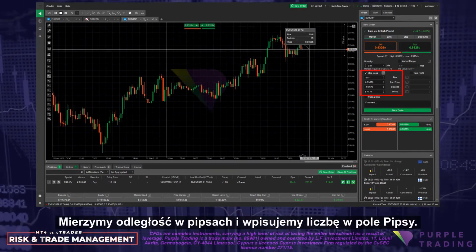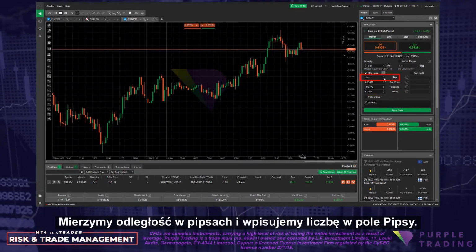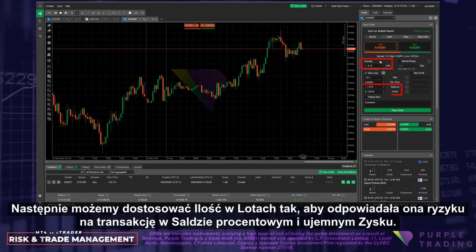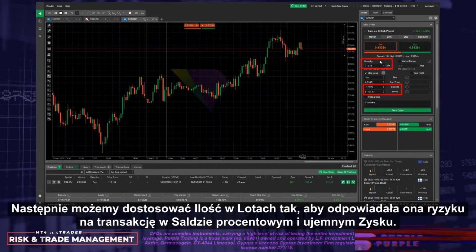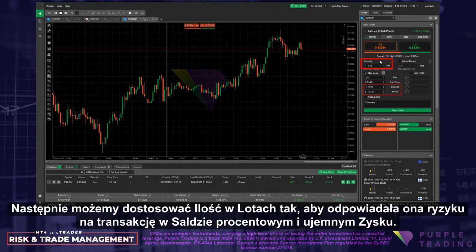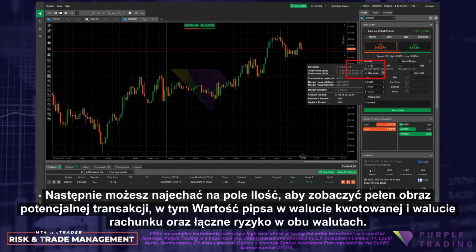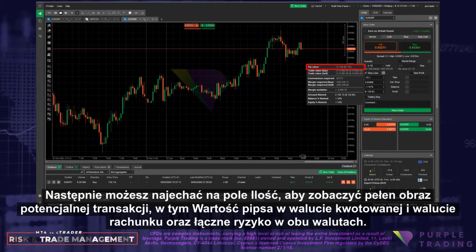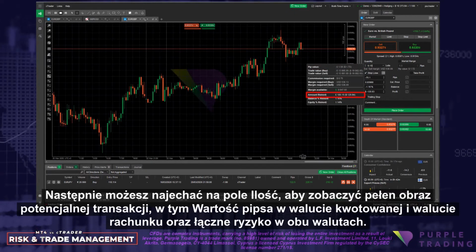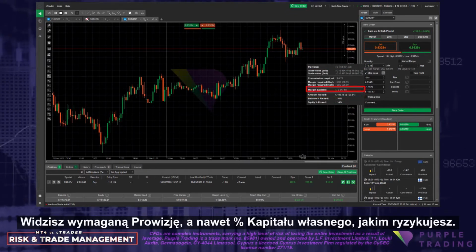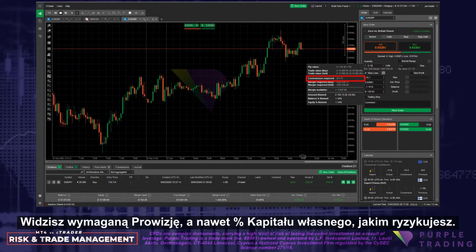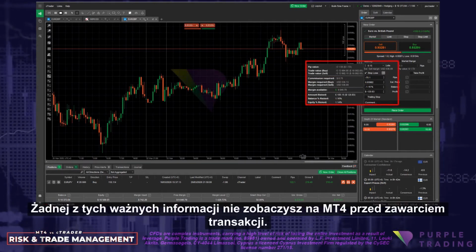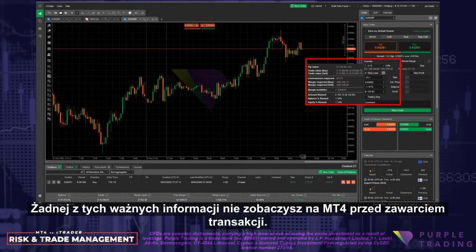We measure the distance in pips and enter the figure into the pips box. We can then adjust our quantity in lots to match both the risk per trade and percentage balance and monetary negative profit. You may then scroll over the quantity box to get the complete picture of the potential trade, including the pip value in the quote and account currency and the total risk in both currencies. You see the commission required and even the equity percentage risk. None of this important pre-trade information is displayed on MT4.